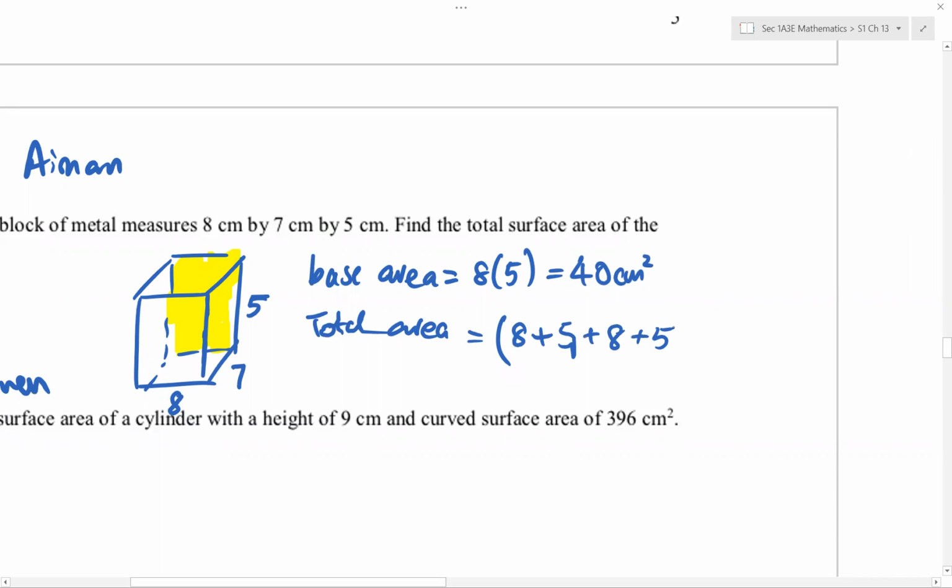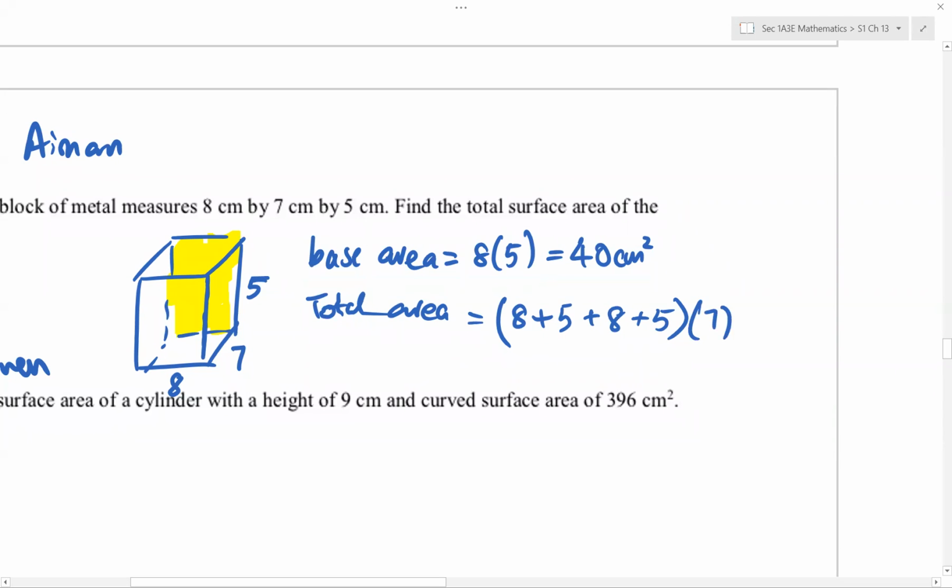So now you have written the perimeter of your base area, right? This is the perimeter of your base area. What do we multiply it by? 7. Good. And what do we do after that? Two times 40. Good. And this is how we do it. Okay, then you just press calculator only.